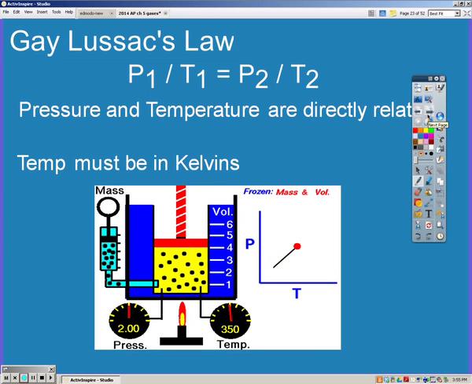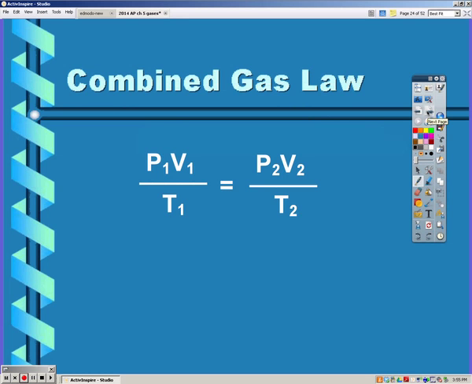Gay-Lussac's law is pressure and temperature. Just as Charles's law, they're directly related. Pressure doesn't matter as long as they're the same unit, but temperature must be in Kelvin. And you can see it's the same graph as Charles's, except pressure and temperature.